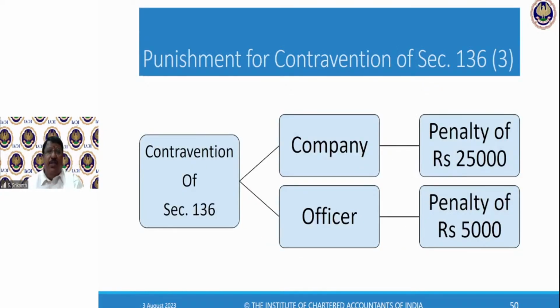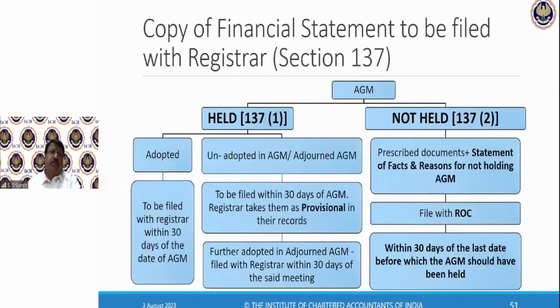In case there is any violation, as usual, company penalty 25,000, officer 5,000. Very, very important: Section 137. Default in 137 is a problem in many places. Do you remember? Whenever you want to issue DVR, intercorporate law, everywhere, if you have not filed the financial statement and the annual return, it will become a problem. Annual return we will see in management and administration. The section will come earlier. So that you have to check.